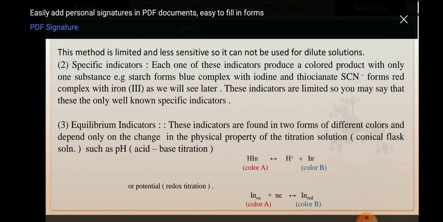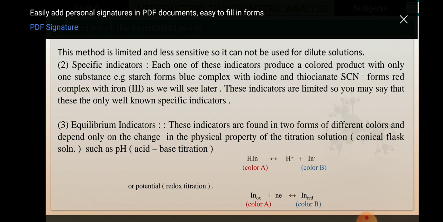The second method is using indicators. First is the specific indicator, second is the equilibrium indicator. The specific indicator: each one of these indicators produces a colored product with only one substance, for example starch forms a blue complex with iodine, and thiocyanate, SCN minus, forms a red complex with iron. These indicators are limited, so you may say that starch is the only well known specific indicator.